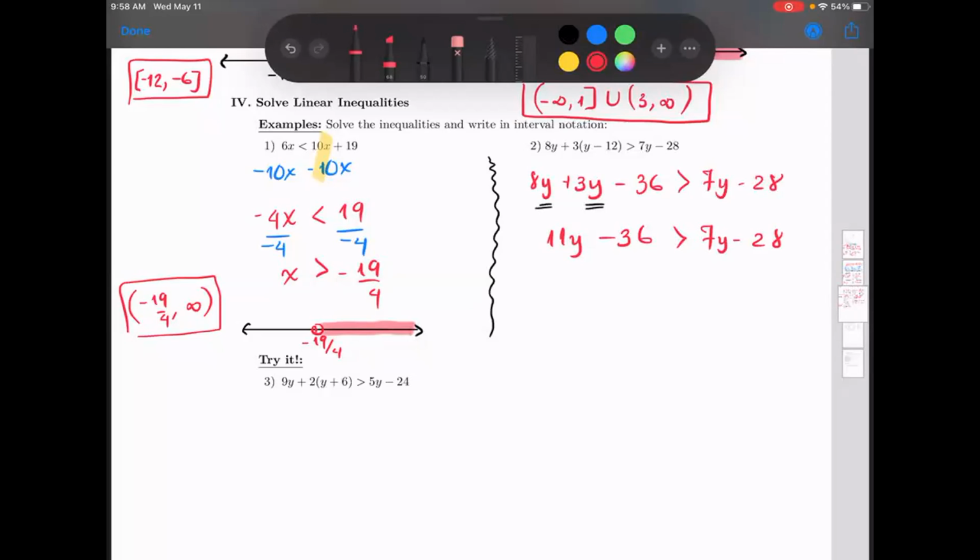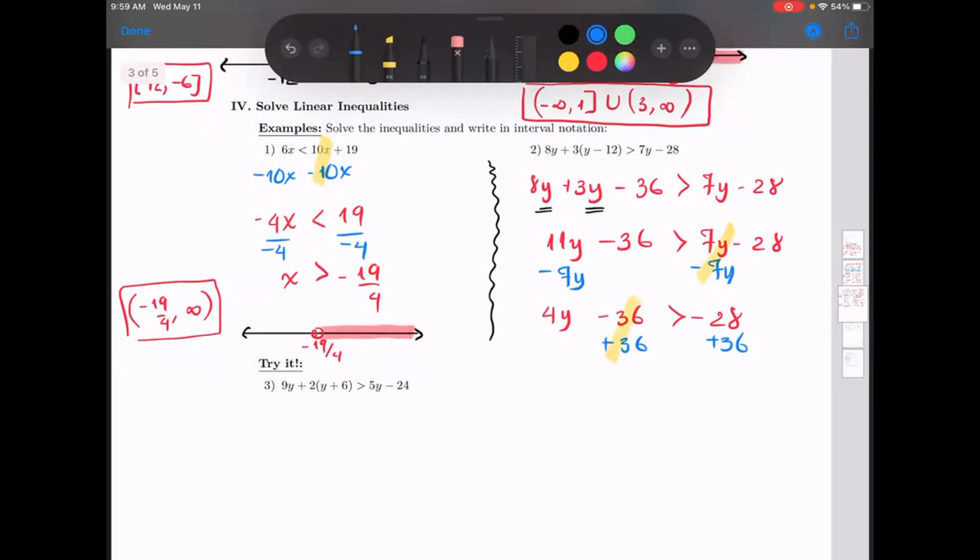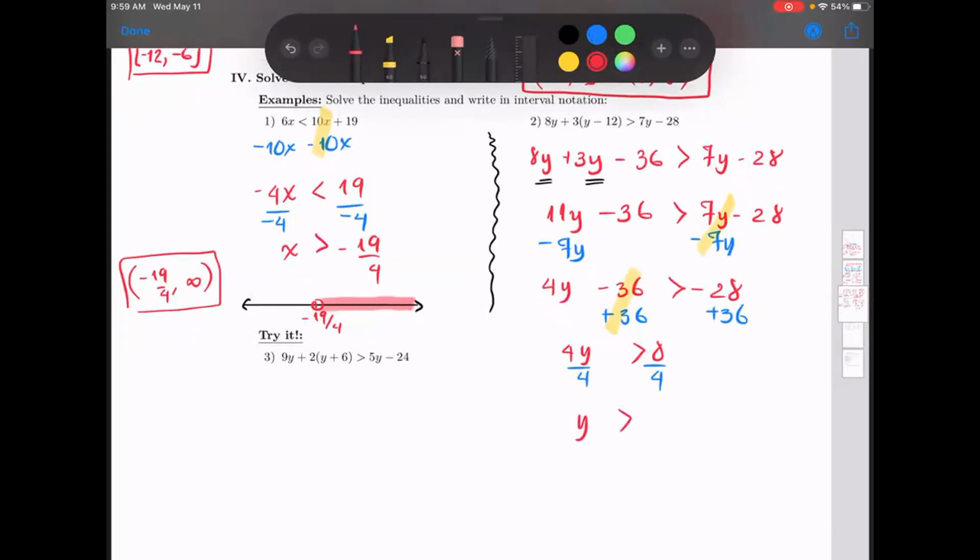Again, you want to isolate your letters, right? So I can subtract 7y from both sides. Gone. 11y minus 7y is 4y minus 36 greater than negative 28. I'm going to move my constant to the right, just like how you solve equations. So add 36. So 4y is greater than, is that 8, right? Yeah, divide both sides by 4. y is greater than 2.